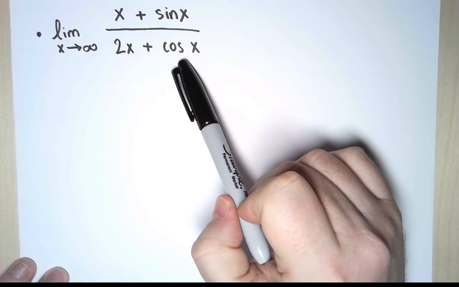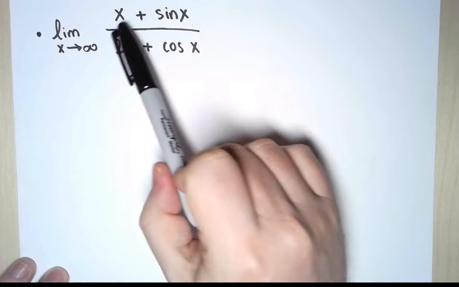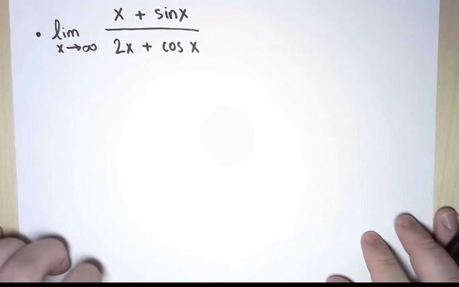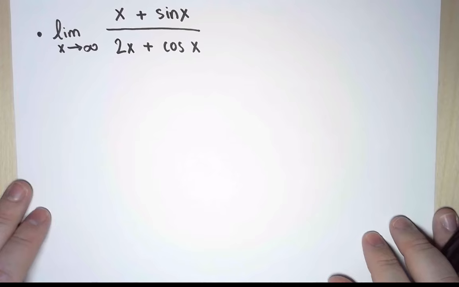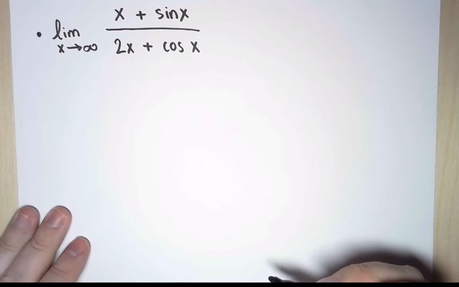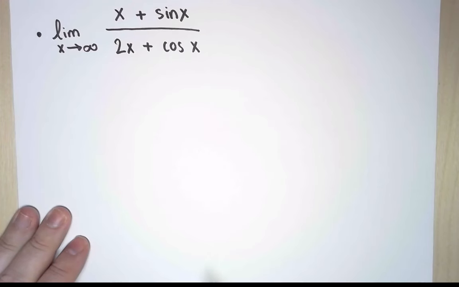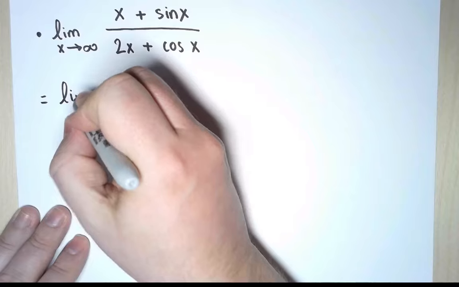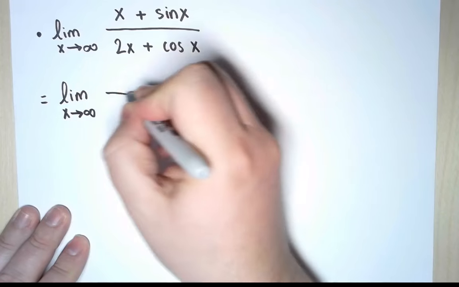I said before that to a certain extent, sine and cosine are irrelevant, because as x approaches infinity, x is much bigger than sine, and x is much bigger than cosine. Can we make that formal? Yes, we can. What I can do is divide numerator and denominator by x. This is a common strategy, just divide by the largest term. So, if I divide the top and the bottom by x, I get the following.